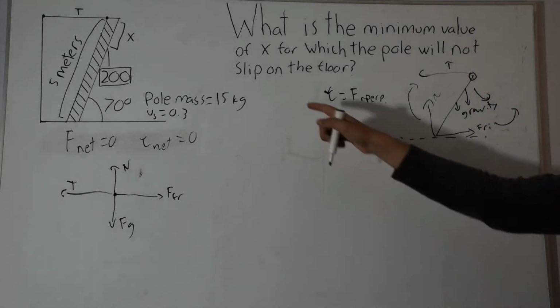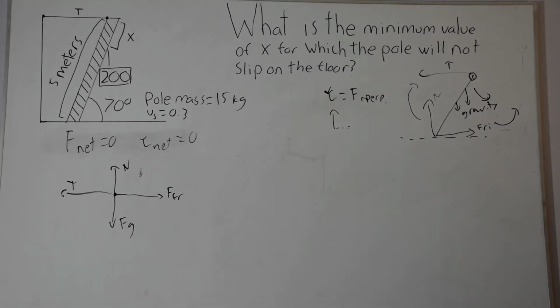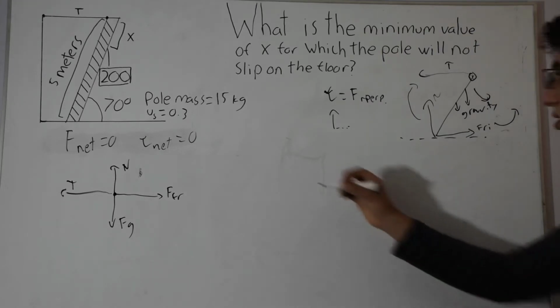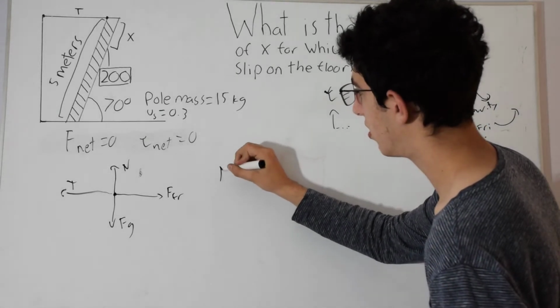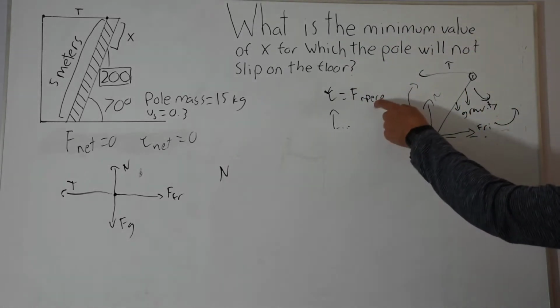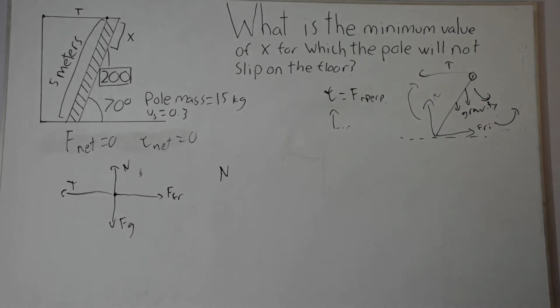And because the net torque must be 0 over any point, we can equate the torque done by friction, the torque done by gravity, to the torque done by the normal force. Okay, so let's do that. So, torque done by the normal force, which is force, normal force, times r perpendicular.